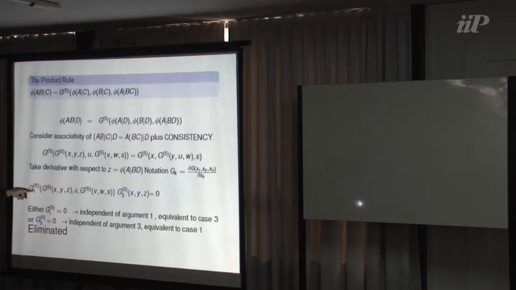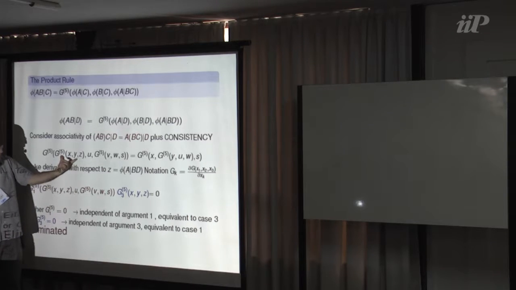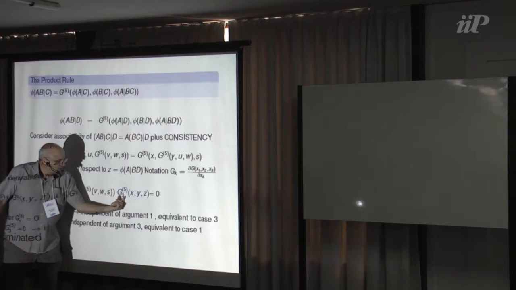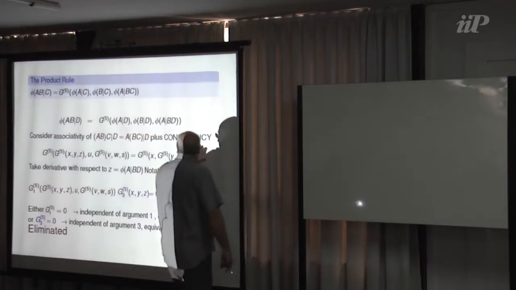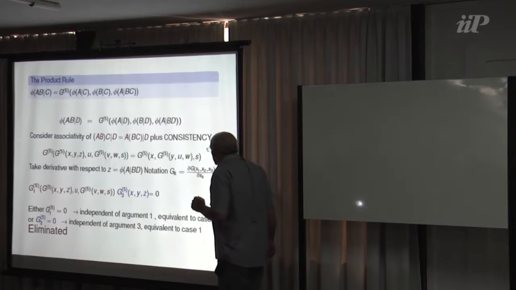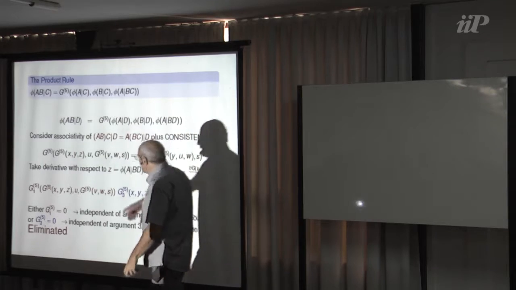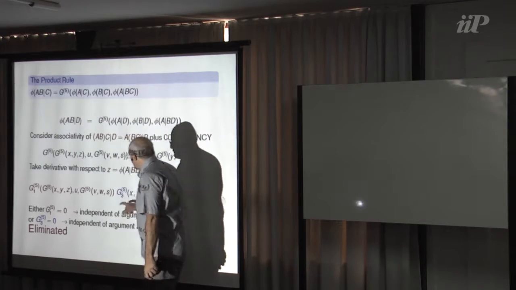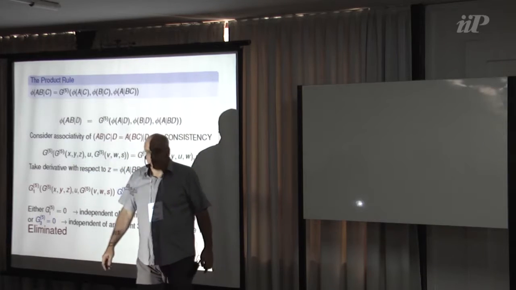Anyway, at this point, I have to take a derivative of z, and it's the first argument. So it's going to be a g1 here because it's the derivative of the first argument. And then I have to take a derivative of this with respect to the third argument, so it's a g3. But this is equal to the derivative of this, but with respect to a variable that does not appear here, so this is 0. So I have that g1 times g3 is 0 for any arguments.